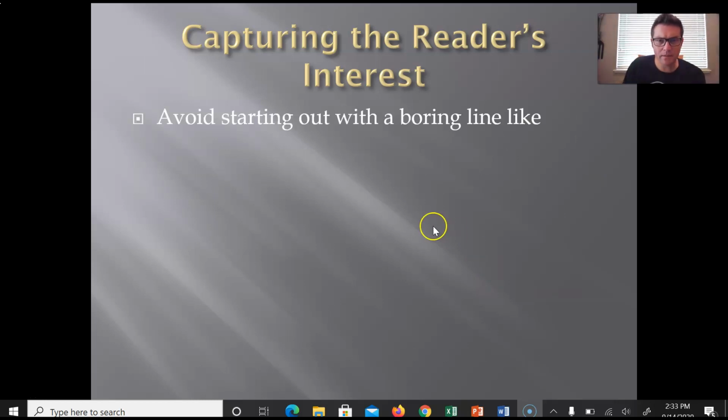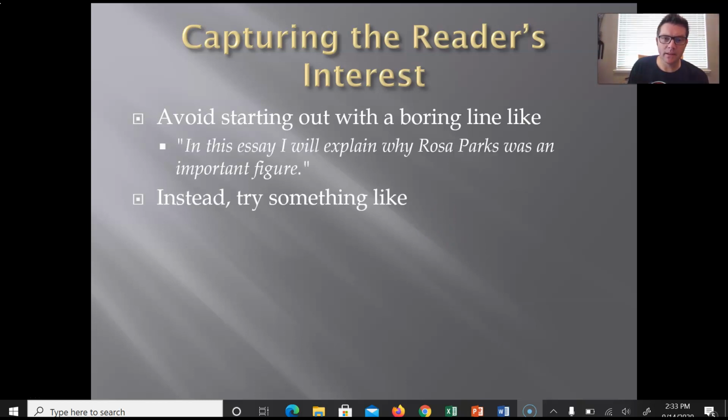What I don't like is something like this. This is what I don't like, papers that start like this: "In this essay, I will explain why Rosa Parks was an important figure." Boring. Don't say what you're going to do. This is called a declaration. Your thesis will say that. "I am going to write about," no.